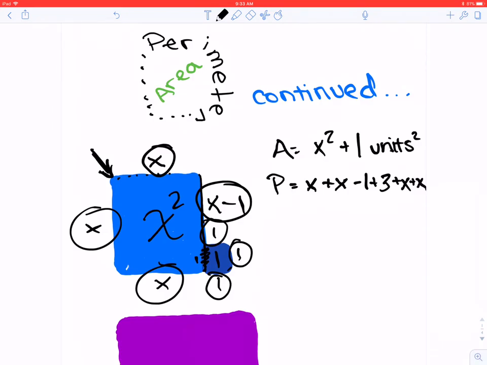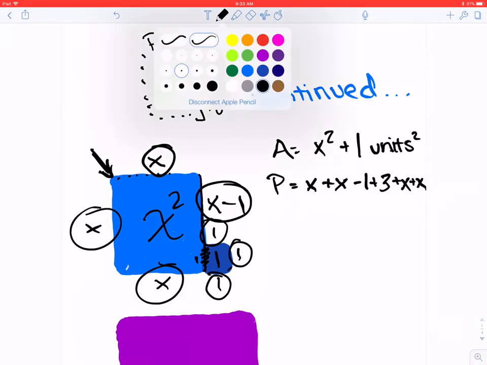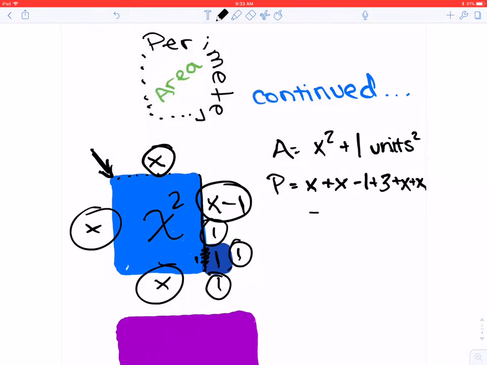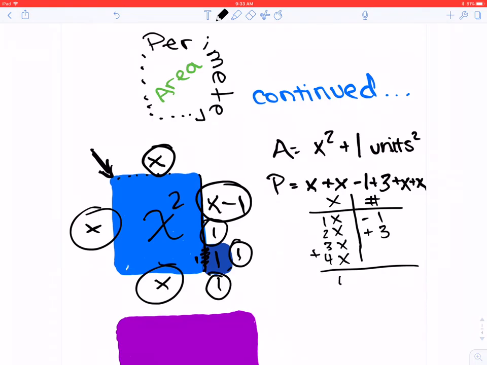All right. So now I'm going to use my categories method to create a table to help me combine my like terms. So for this I have x's and numbers. So I have x, an x, a -1, a +3, and 2 more x's. So I can add this up, and I have 1, 2, 3, 4 x's. And 3 minus 1 is a +2. So my perimeter is 4x plus 2 units.